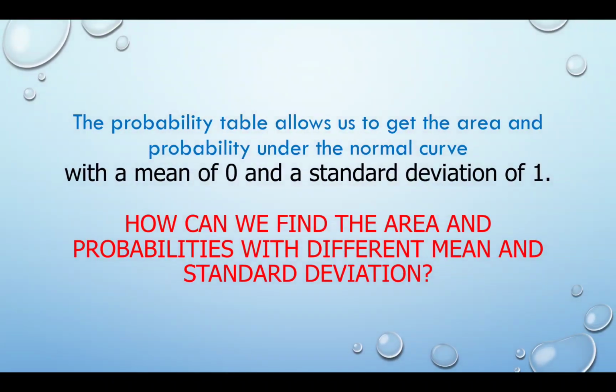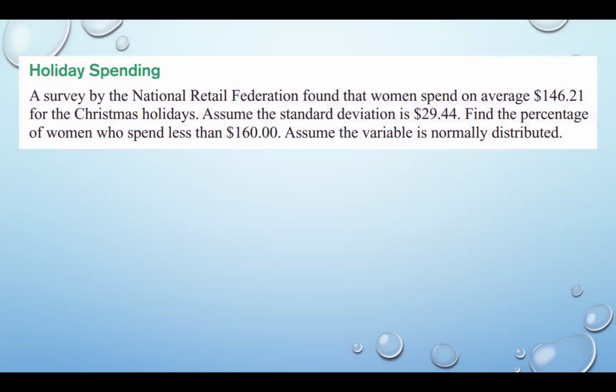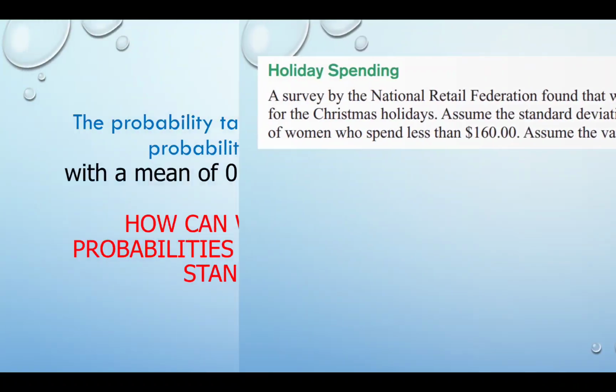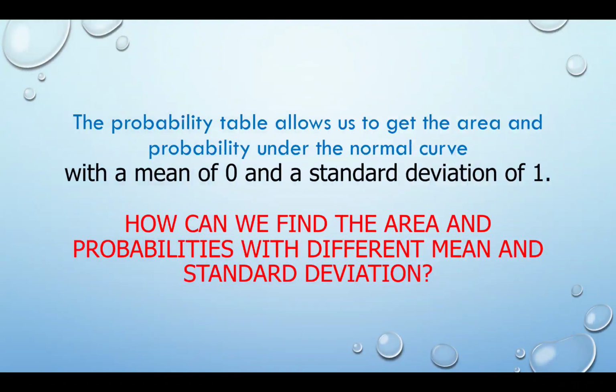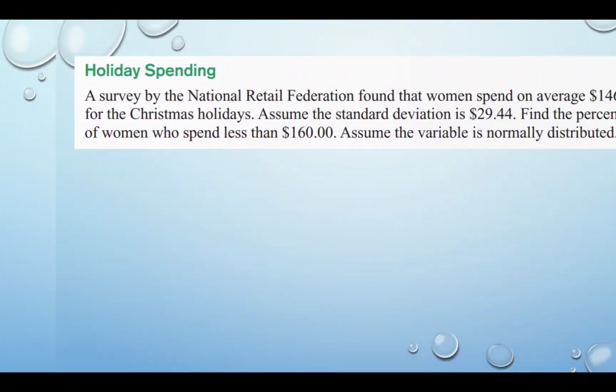As we have discussed in our previous video, the probability table allows us to get the area and the probability under the normal curve with a mean of 0 and a standard deviation of 1. Remember that. The question now is how can we find the area and the probabilities with different mean and different standard deviation. That's why it's called standard normal distribution, because we are going to standardize all other normal distributions so that they will have 0 and 1. We will just be using a formula.